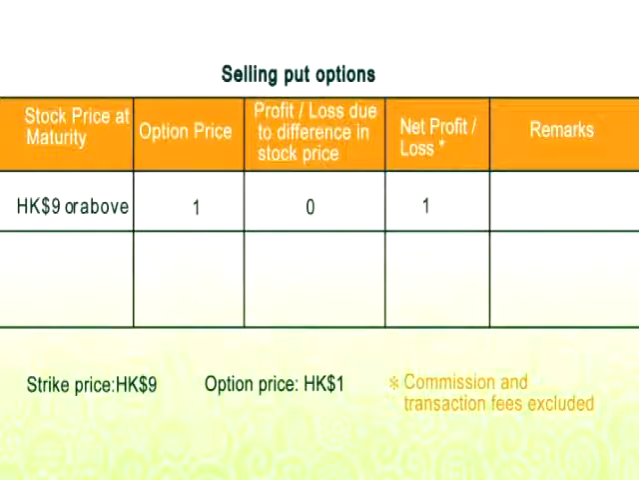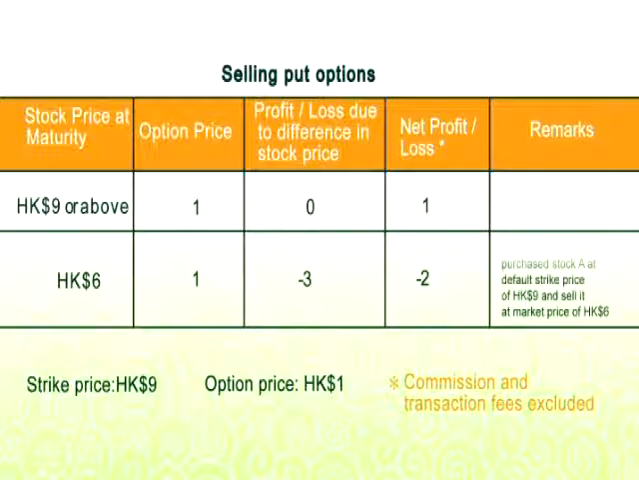If the price of stock A on the maturity date is at 6 Hong Kong dollars, the financial institution will exercise the put option and sell 1 share of stock A at 9 Hong Kong dollars, and the investor will be obliged to buy 1 share of the stock at 9 Hong Kong dollars. Deducting the gain of the option price at 1 Hong Kong dollar, if the investor sells the stock at the market price of 6 Hong Kong dollars, he will suffer a loss of 2 Hong Kong dollars. Be aware that commission and other transaction fees are excluded in the above example.